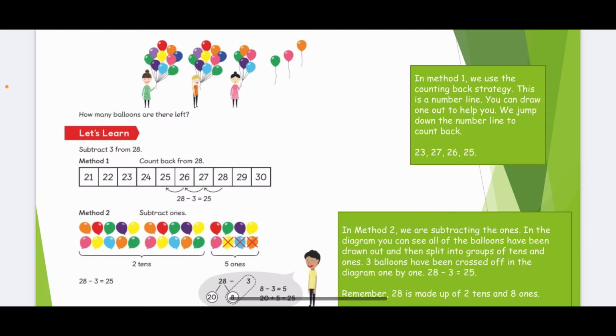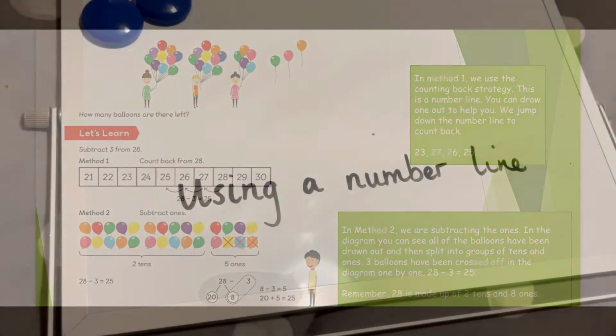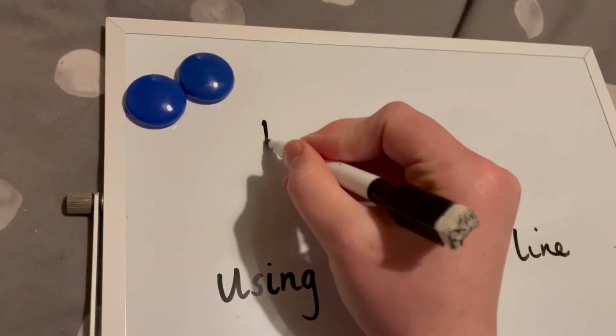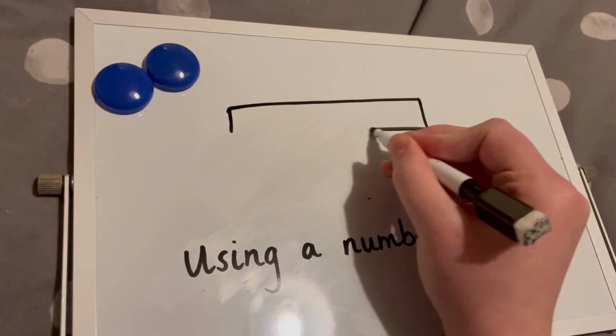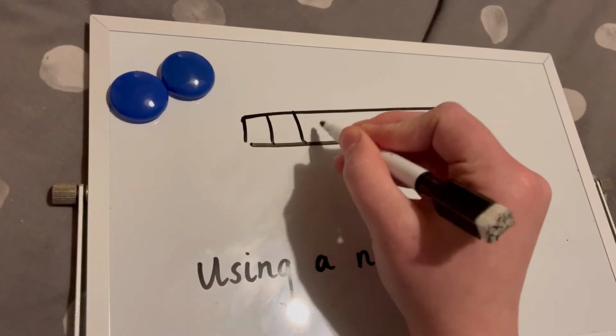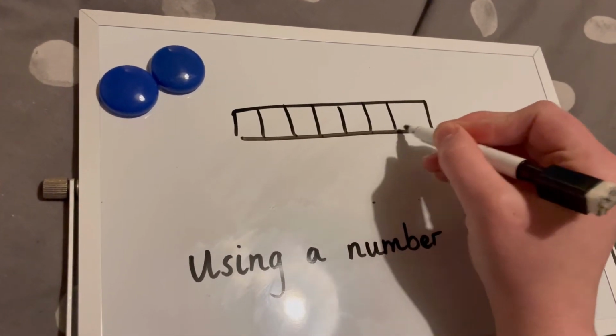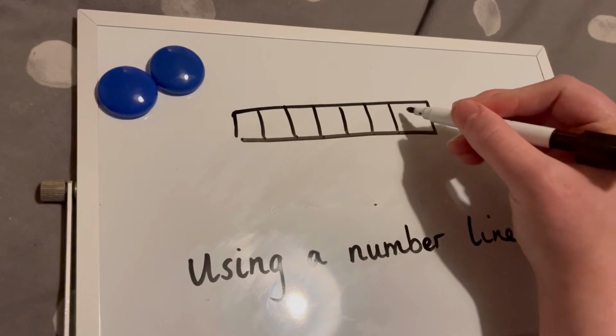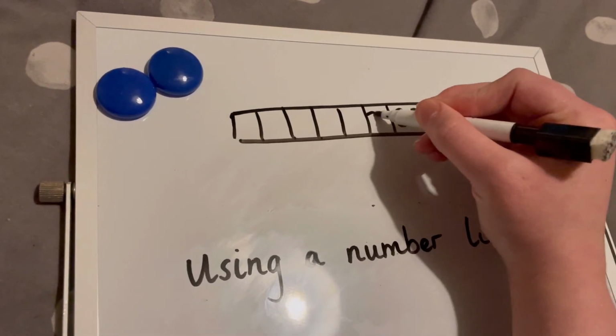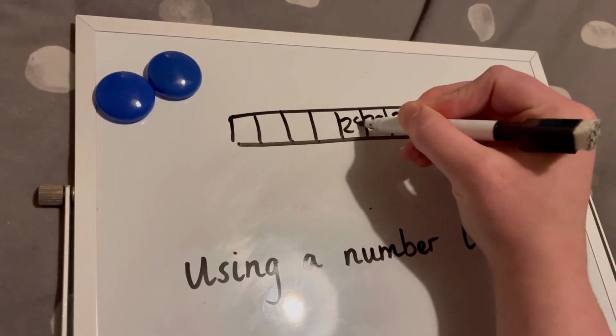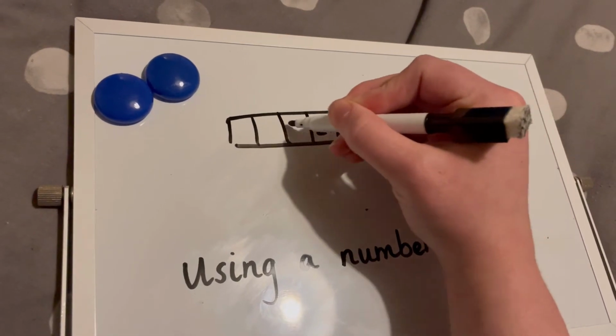So in method 1, you can see a number line here. So we use the counting back strategy on a number line. So here I am with a whiteboard, and I'm just going to show you how to use a number line when you're subtracting. So I'm just drawing out my number line there, and I'm going to put my numbers in the boxes so that I can count back on the number line.